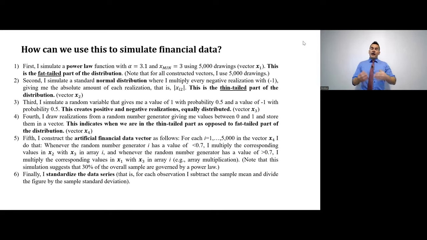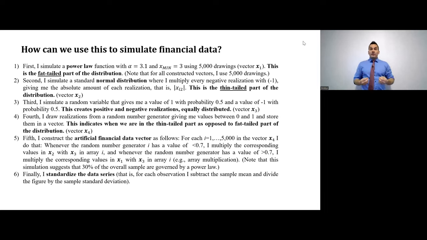Fifth, I construct the artificial financial data vector as follows. For each of these 5,000 drawings, I go through each single array in the vector x4. Whenever the random number generator in position i has a value that is less than 0.7, I multiply the corresponding values of the vectors x2 and x3, in the same array, in iteration i. And whenever the random number generator has a value larger than 0.7, I know I have to draw from the fat-tailed distribution, so I multiply the corresponding values in x1 with x3 in the corresponding array.